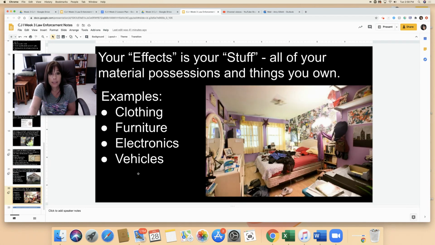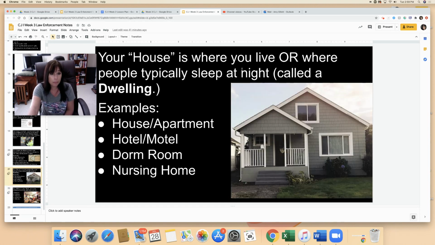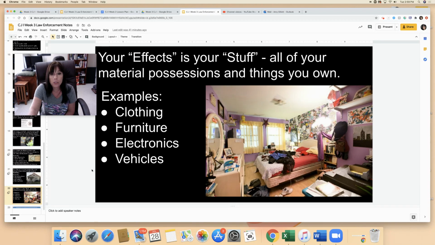And as I said, your effects are your stuff, all of your material possessions and things that you own. So we're almost done here. Examples: your clothing, furniture, electronics, vehicles, your cell phone, your iPad, your PC, whatever it is you own, because you never know what police might want to take a look at as it relates to a criminal investigation. And if they want to look at those things, they're going to need probable cause. Might need a warrant, might not, depends on the situation.